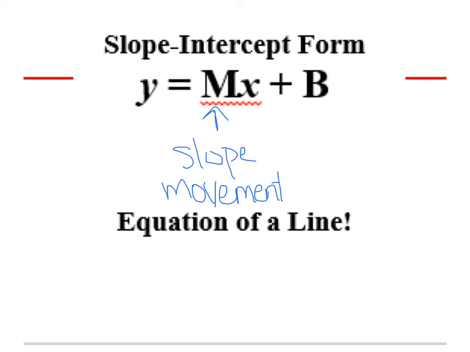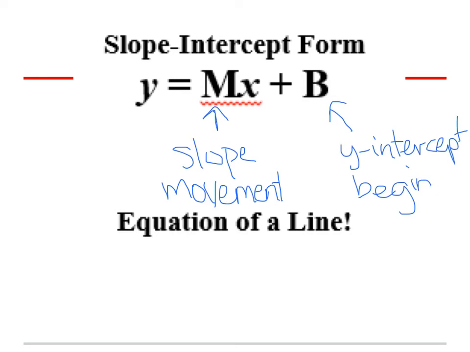So slope is the letter M. You'll have a number there in front of x. And then we have B. B is our y-intercept. And I think they use the letter B because this is where we begin on a graph. So y equals mx plus b is slope-intercept form of a graph. We're going to write an example under this tab.